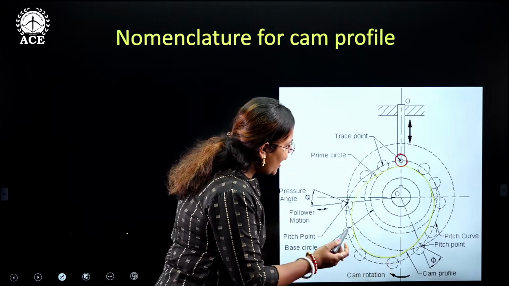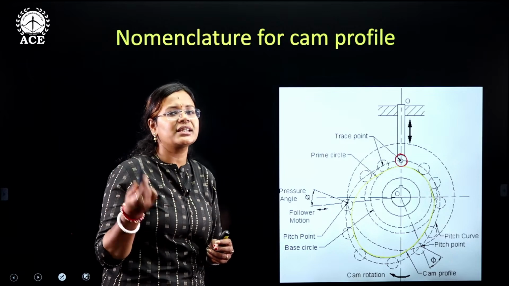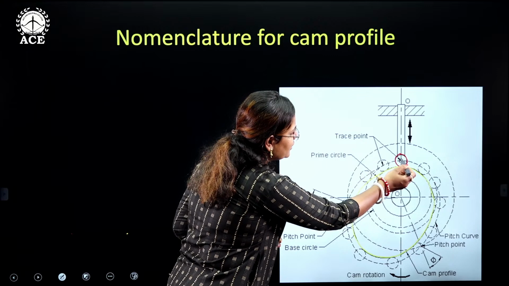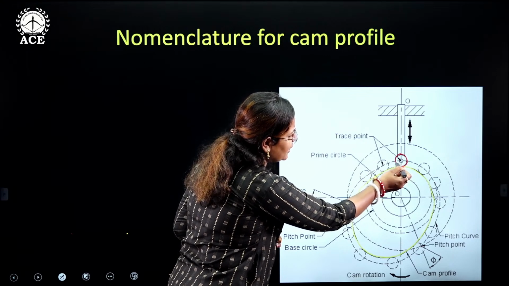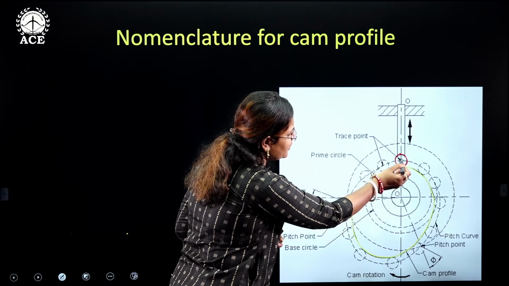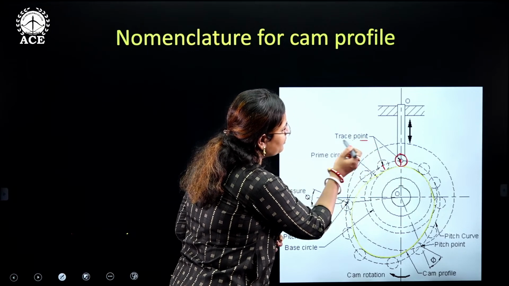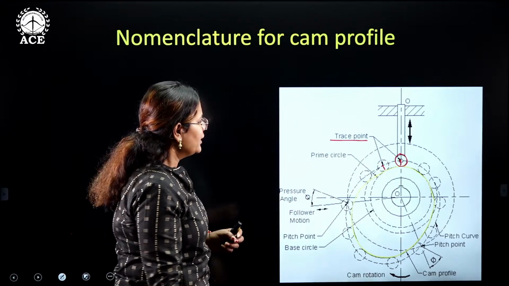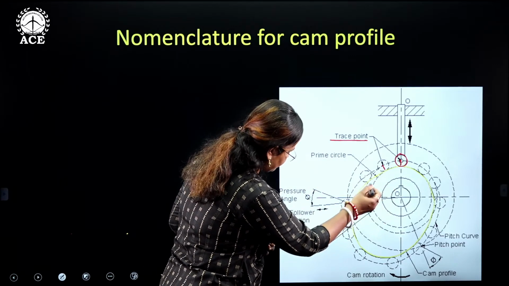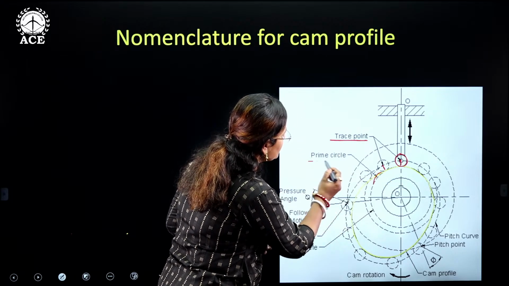See, you have a pitch point, you have a trace point. What is a tracing point? In the name itself, it is tracing the path of the cam profile. See, this particular center point, whenever it is following the cam profile, the distance between these two is going to be the same everywhere. So this particular point is called a tracing point. Alright. Next comes the prime circle. This particular dotted circle is called the prime circle over here.